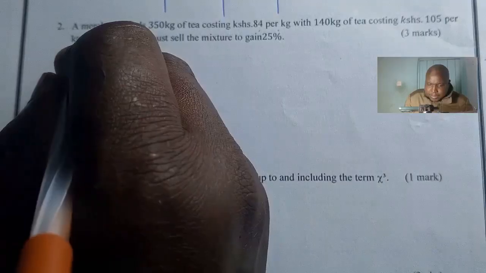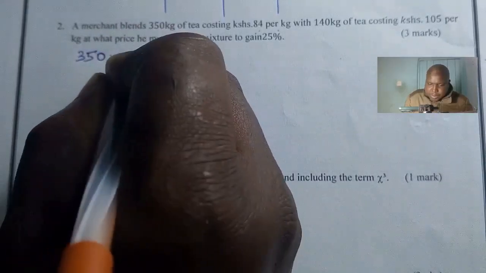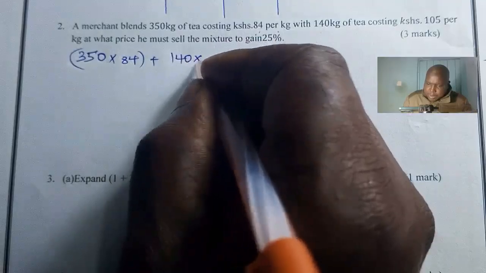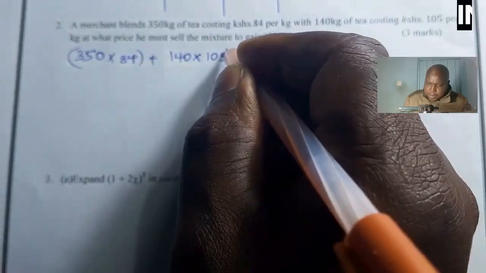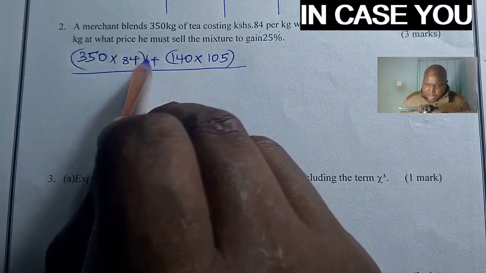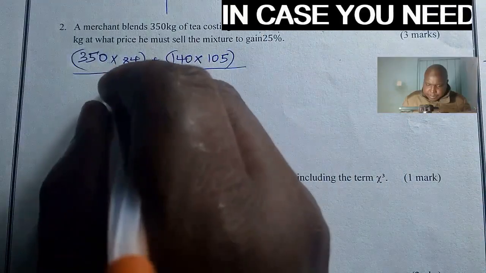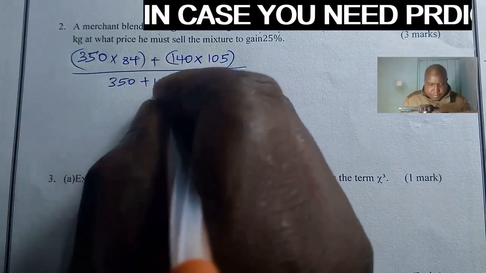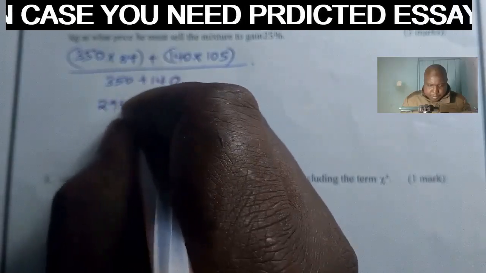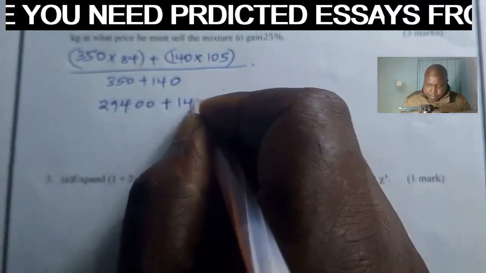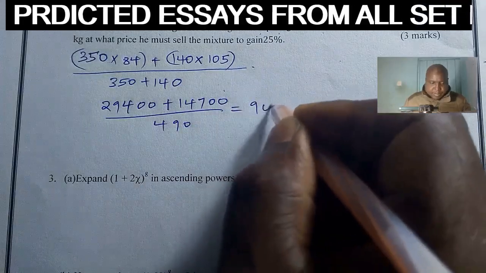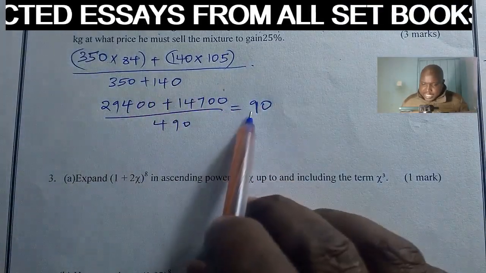So that is 350 times 84 plus 140 times 105, divided by the total, which is 350 plus 140. And the answer is 90. So this mixture costs Kenya shillings 90.